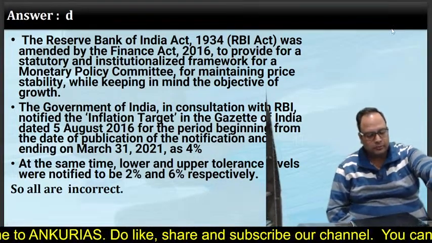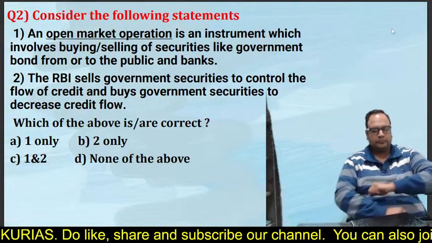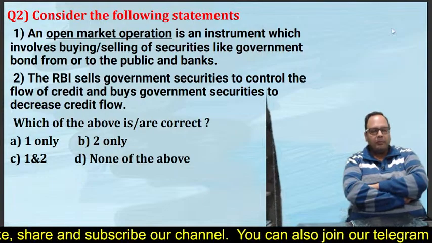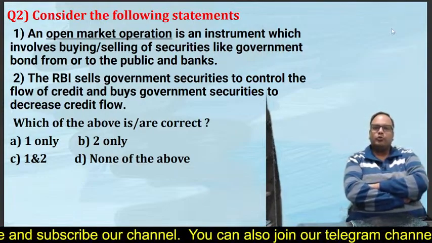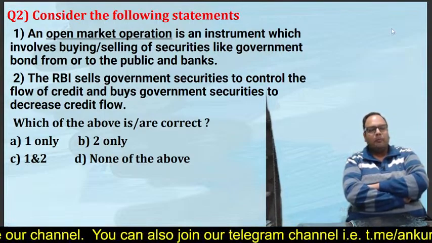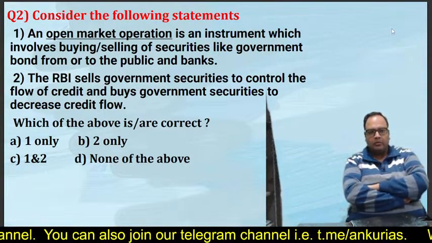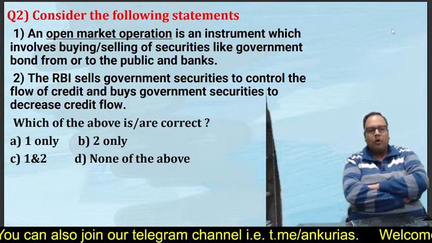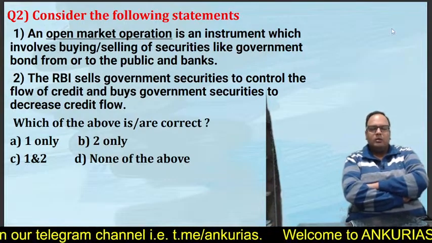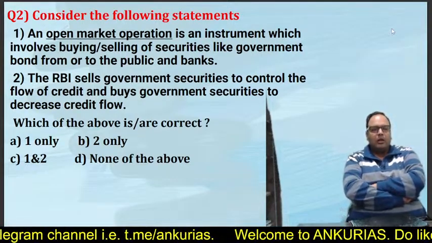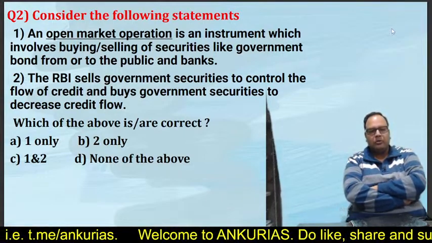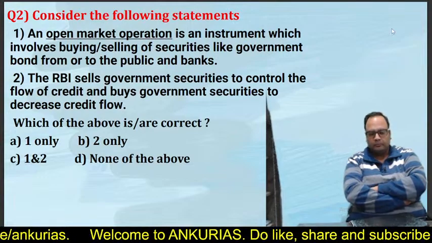Right? Now, next question. An open market operation, or we used to say OMO, is an instrument which involves buying or the selling of securities like the government bond from or to the public and the banks. The RBI sells the government securities to control the flow of credit and buys the government securities to decrease the credit flow.